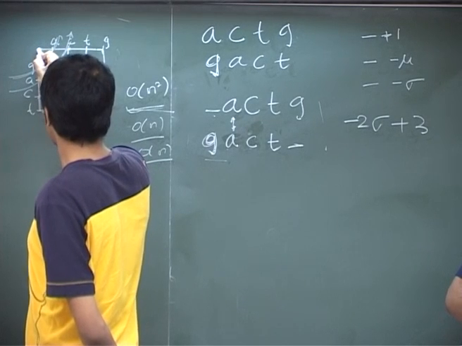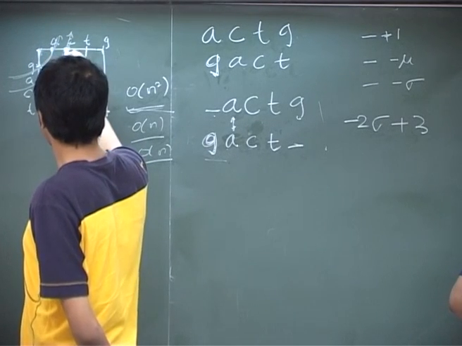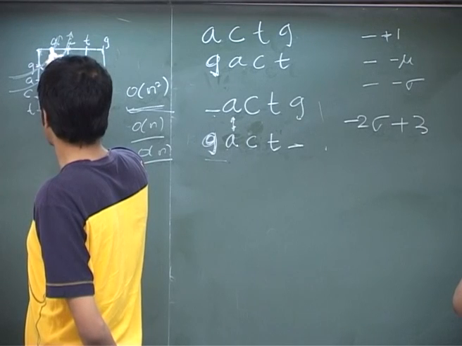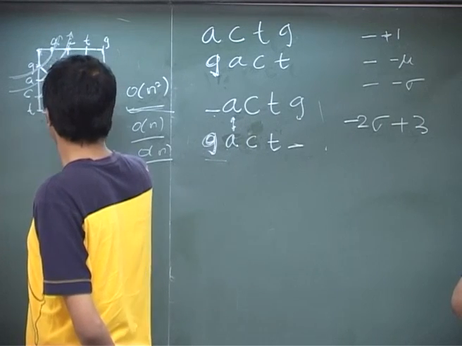That is, I start from here and I compute the best path till these points. First I compute this, then this, and this, and then this.